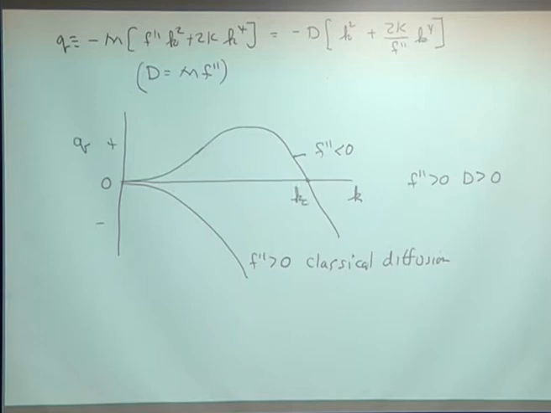Okay? And so if instead of using the classical diffusion equation, you had used this Cahn-Hilliard equation, what you would find is that your code would not blow up. Because you can see now that as k goes to infinity, q is negative, so all the fluctuations will decay for sufficiently large wave vector. Okay?